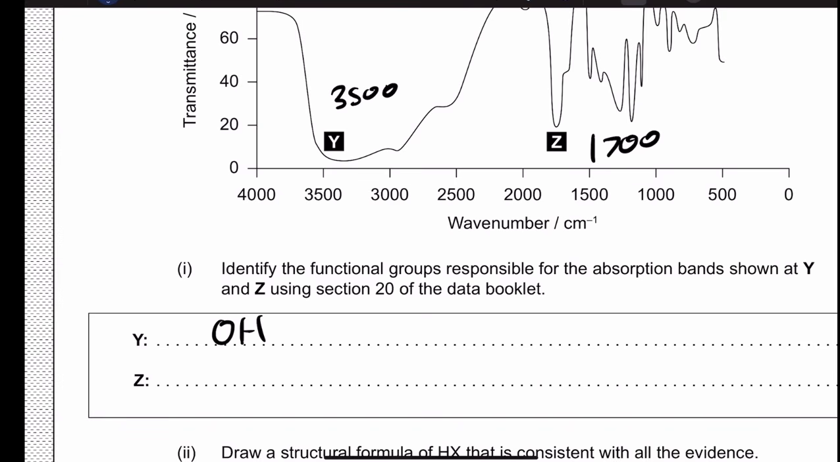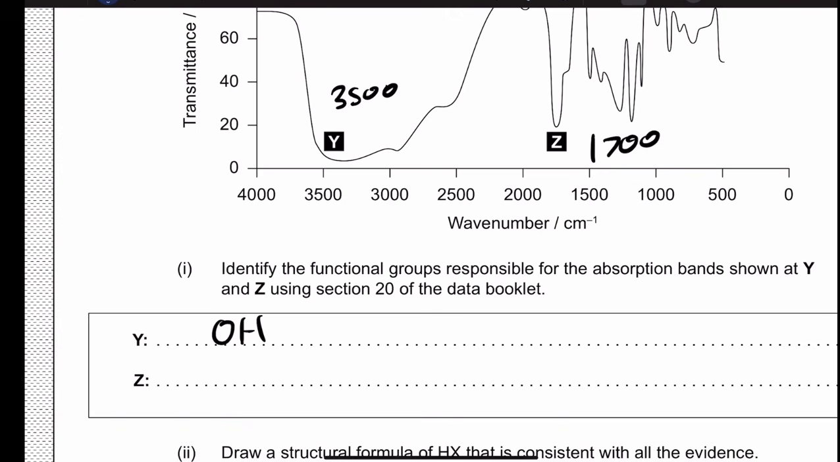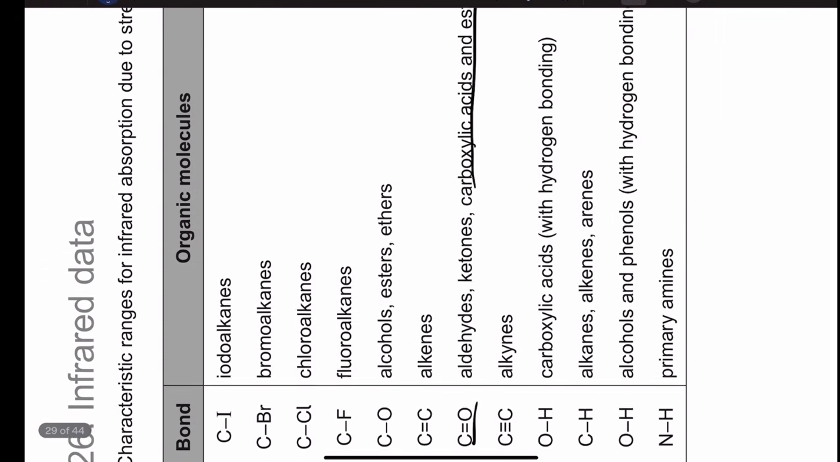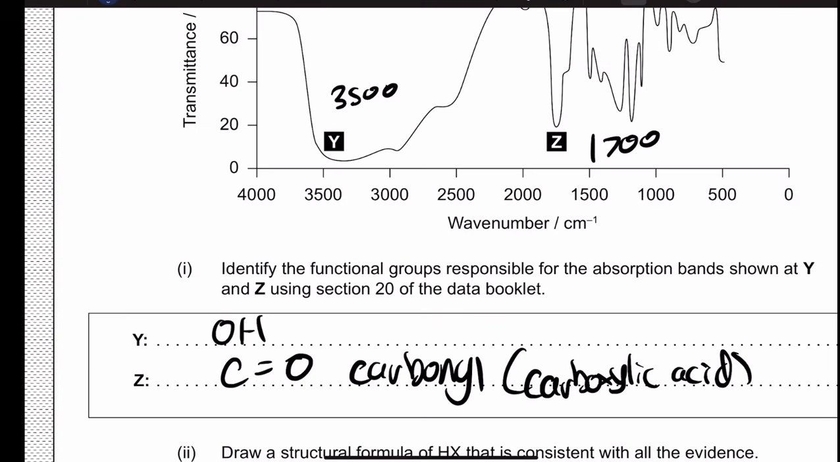OH. Yeah, so hydroxyl group. And then this one is C double bond O. This is a carbonyl group, but it's referring to the one in carboxylic acids, right? We know that because of our previous answer to the last question. But basically, you can see that C double bond O is a carbonyl, but it can be from aldehydes, ketones, esters, right? But this one corresponds to carboxylic acids.